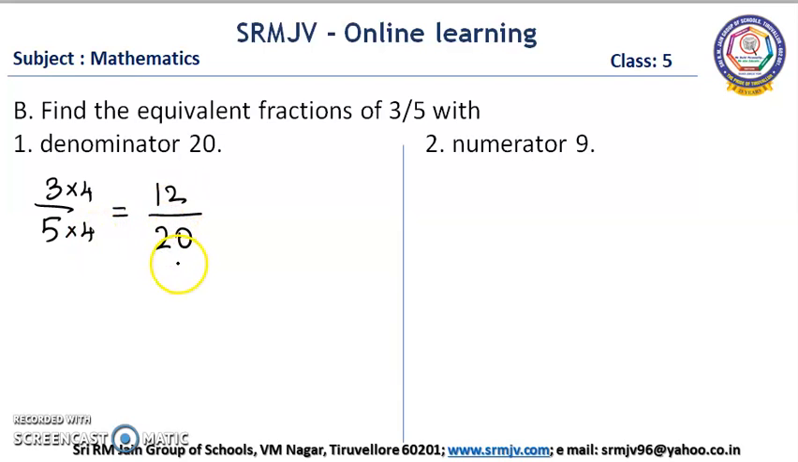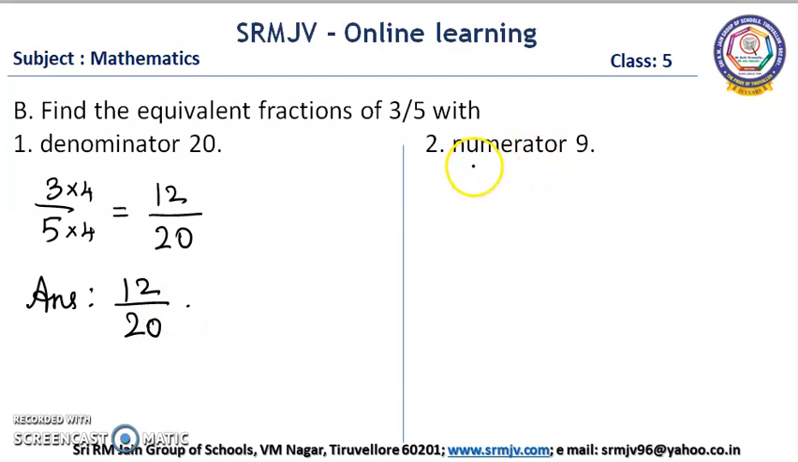Now, we got the equivalent fraction with the denominator 20. So, 12 by 20 is the equivalent fraction of 3 by 5. Is it clear? So, the answer is 12 by 20.